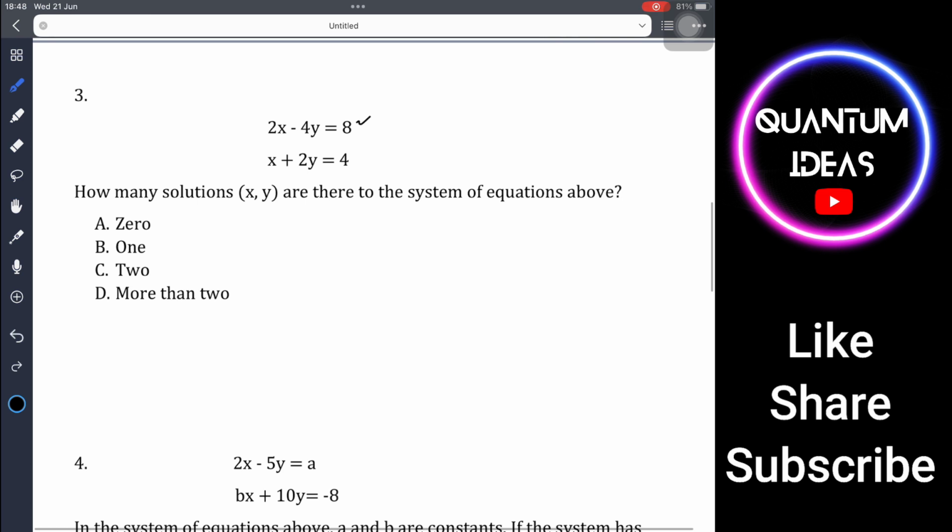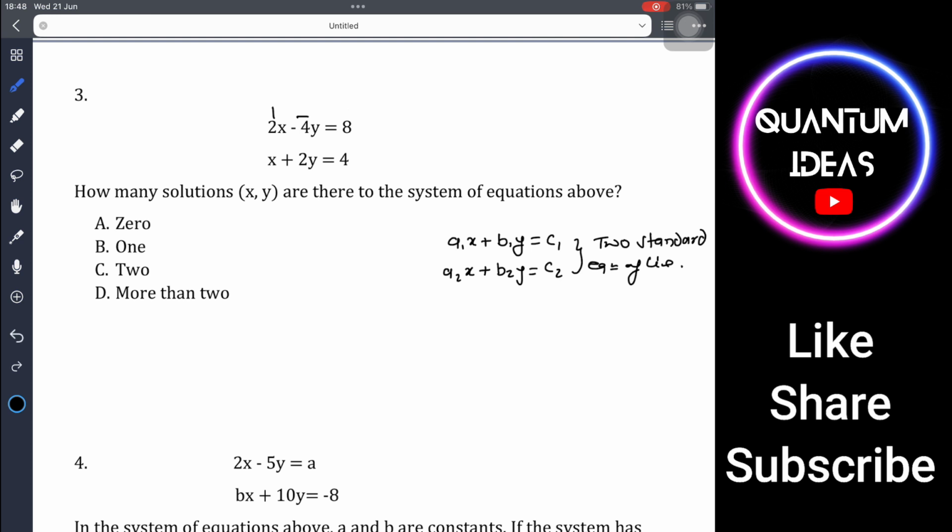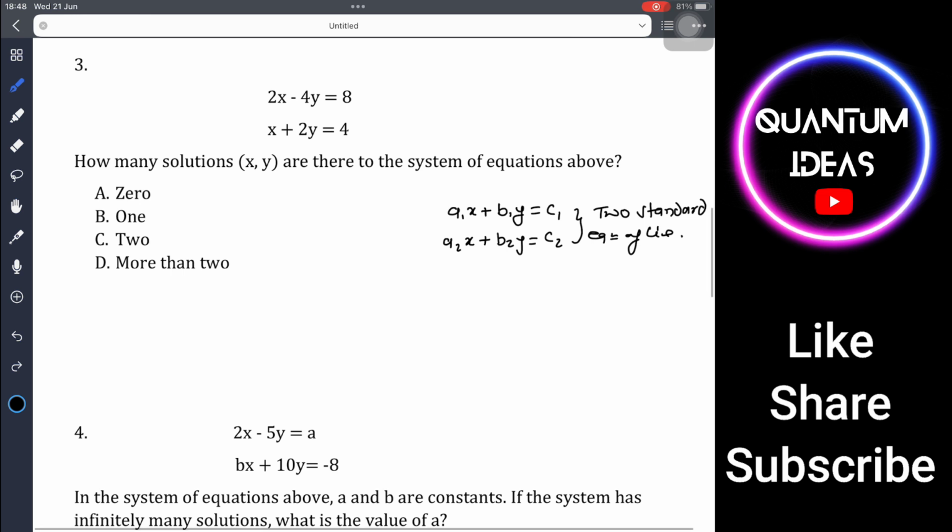So I am writing these two equations in the form of, let's say, a1x plus b1y equals c1, and a2x plus b2y equals c2. We can say these are the two standard equations of a line. So this is the equation of a line. Now see here, number 1, two lines will have only one solution. When will two lines have only one solution?